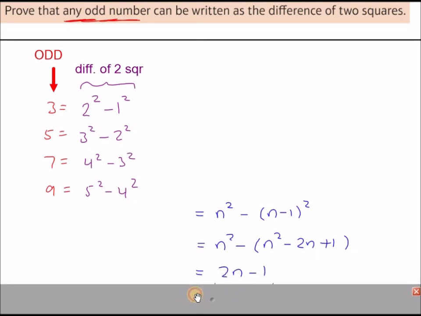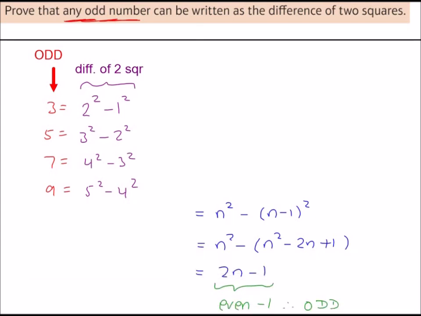expanding the brackets, simplifying, and we can see that 2n minus 1 is an even number minus 1, it's therefore odd, and we've proven this.